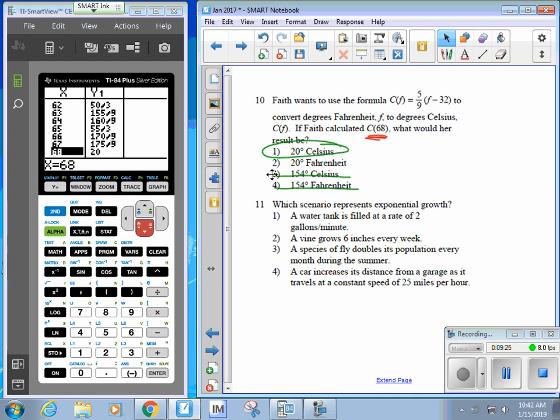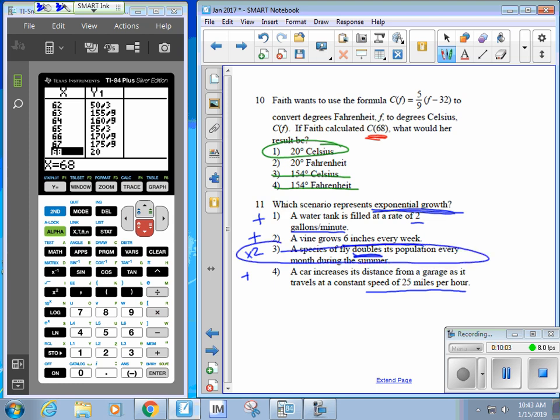Next thing says, which scenario represents exponential growth? And exponential growth should be multiplying, not adding. Linear is adding or subtracting. So a water tank is filled at 2 gallons per minute. That means you're adding 2 gallons every minute. That's adding and subtracting, so that's linear. A vine grows 6 inches every week. Adding, linear. A species of fly doubles. That means times 2. So that sounds like my exponential. And then the last one, the car increases its distance from a garage and travels 25 miles per hour. You're only adding a certain amount of distance every hour. So it is choice 3 because it says doubles.